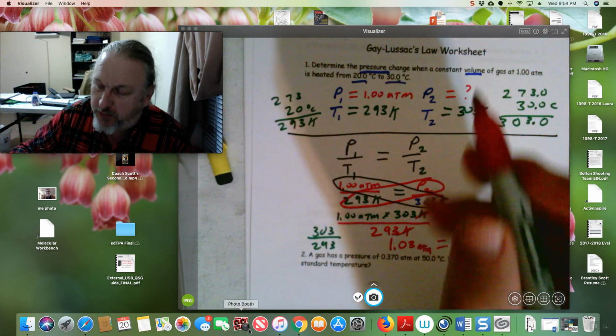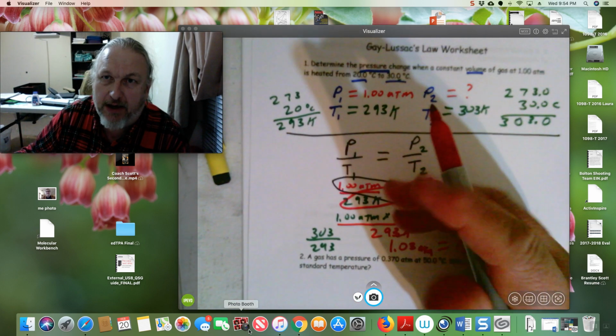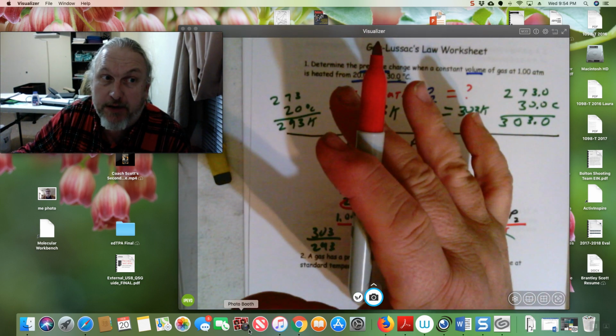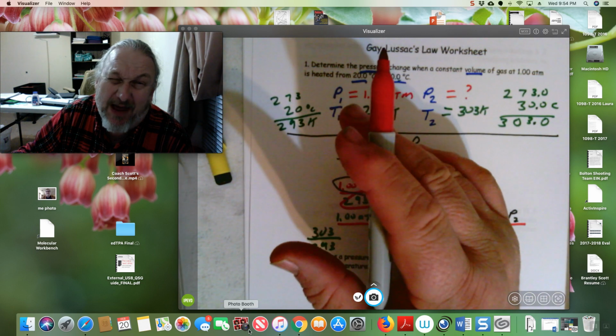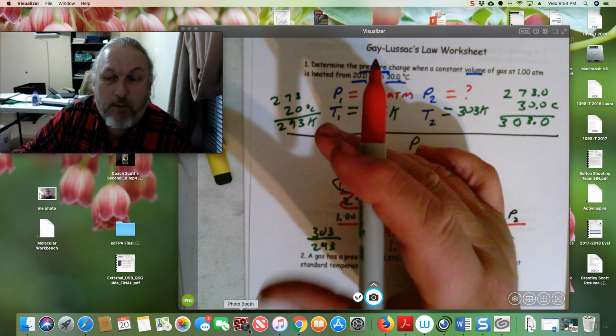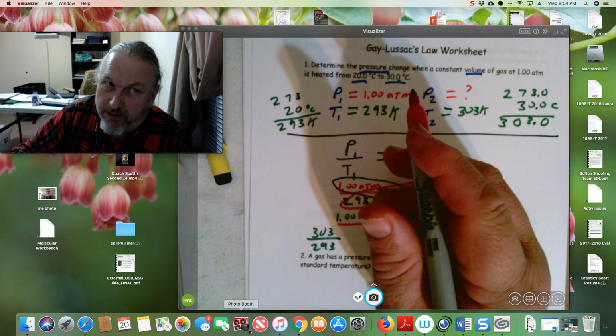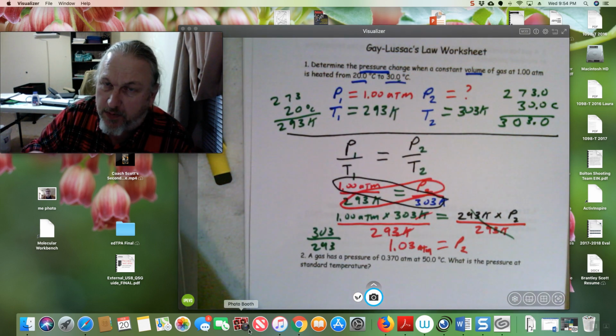We're going to start this web page. Going to help you guys out with this Gay-Lussac's law worksheet. So again, the first thing you want to do when you do these, and this is where people have difficulty with any of these gas laws, is identifying what you're dealing with, right? So this is what I want you guys to do.